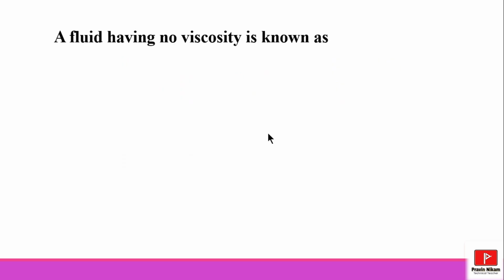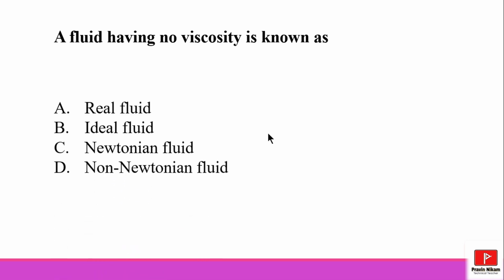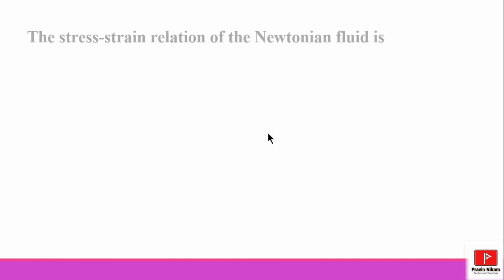So the first question is, a fluid having no viscosity is known as. The options are real fluid, ideal fluid, Newtonian fluid, non-Newtonian fluid. Real fluid has a viscosity property. But ideal fluid is the type of fluid having no viscosity property. So the correct option is B. So answer is B. Now see the next question.